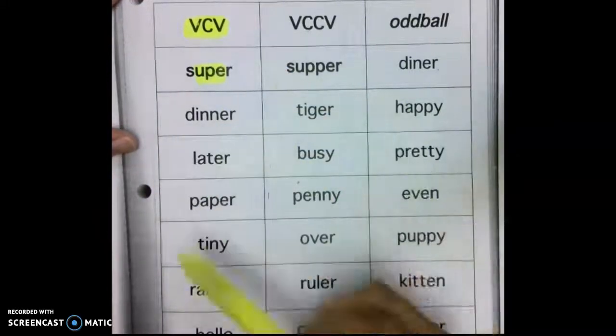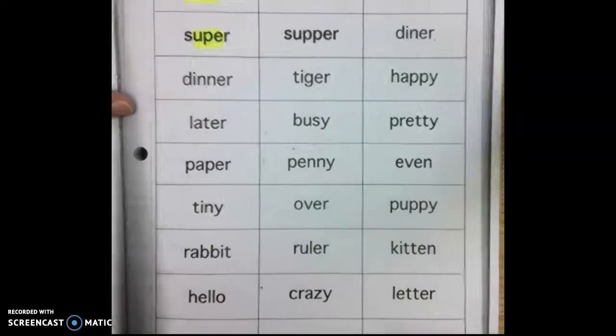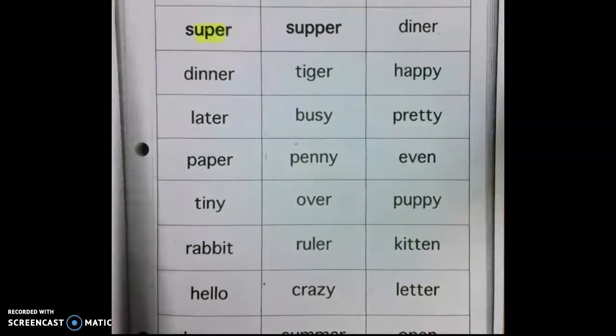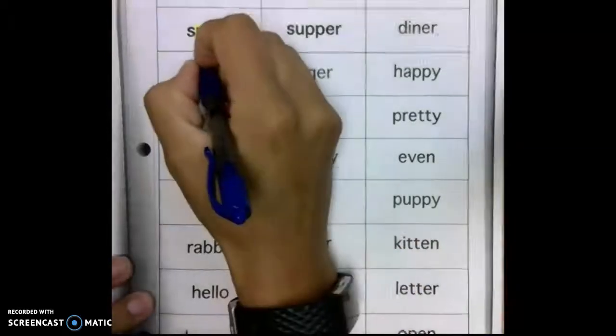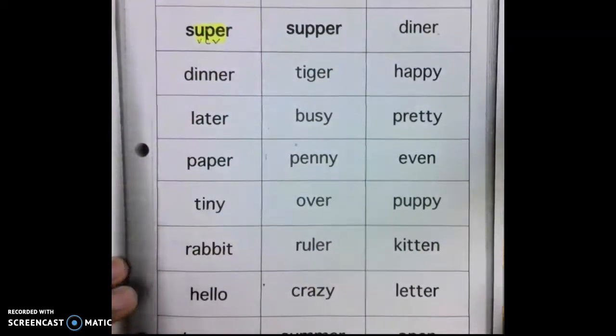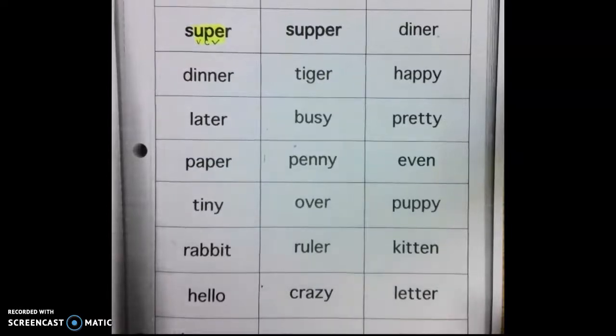I want you to take a peek at the rest of your words on your sort, and I want you to put a finger on another word that you see the same pattern of vowel, consonant, vowel. I am also going to be sure that I label the pattern as well. So I have my vowel, consonant, vowel. I'm hoping that by this time you put your finger on a word that you believe follows the same pattern.